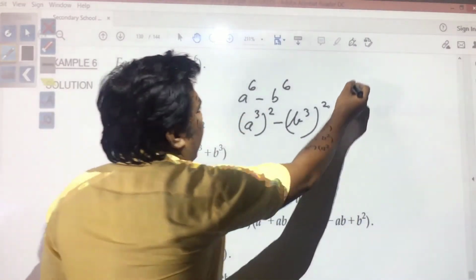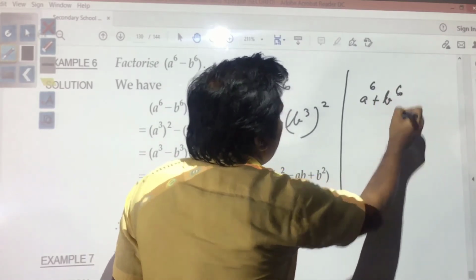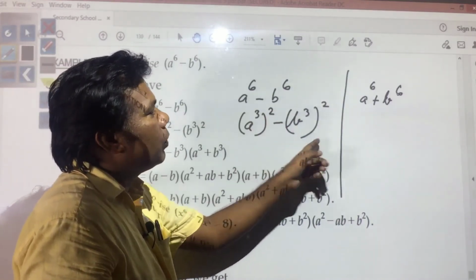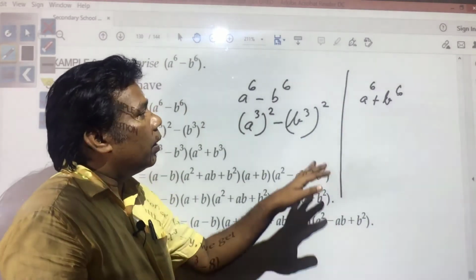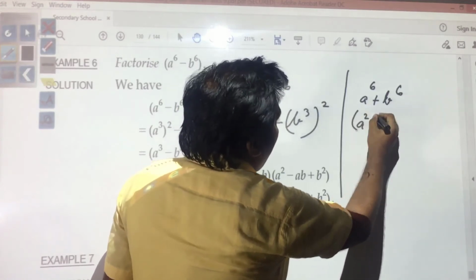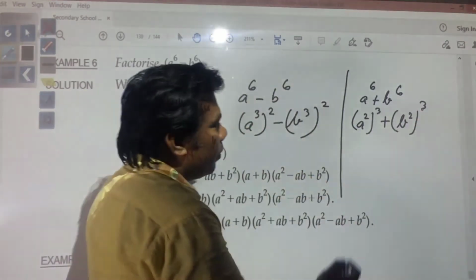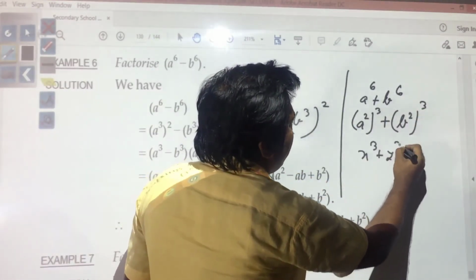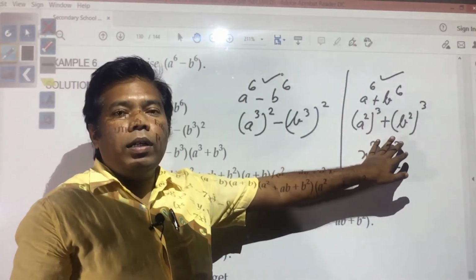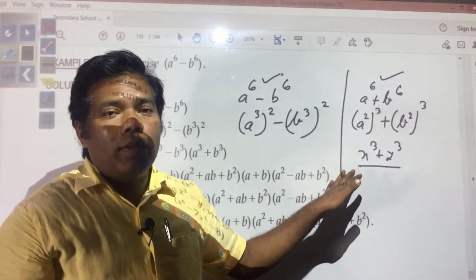But suppose you have a⁶ + b⁶. Then this formula will not be applied, because you would get x² + y², and you cannot use a formula for that. So in this case you need to write (a²)³ + (b²)³, so that it is in the formula x³ + y³, and then you can simplify. This you need to remember: if plus is there, which formula is required, and if minus is there, which formula is required.